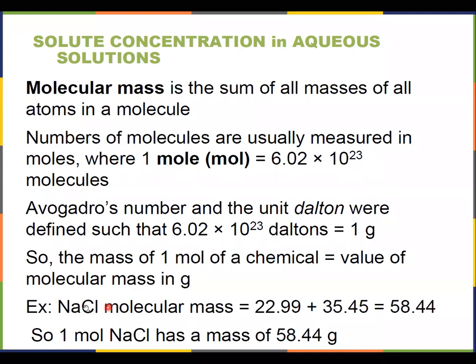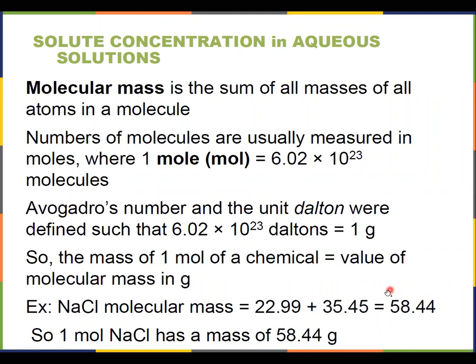So here is an example for salt. Sodium has a mass of 23. Chlorine has a mass of 35.5. So when you add the two together, 58.4 or 58.5 is the mass of one salt molecule.